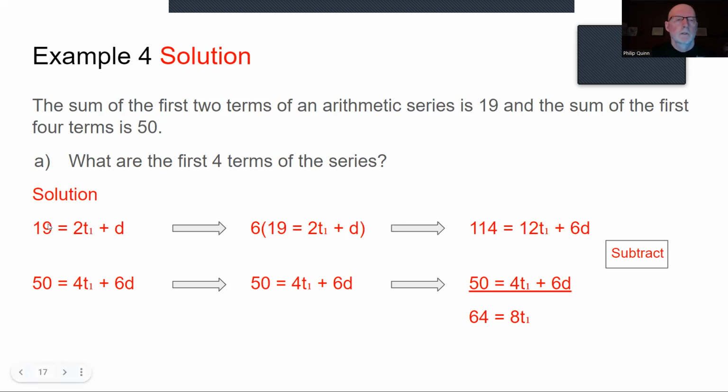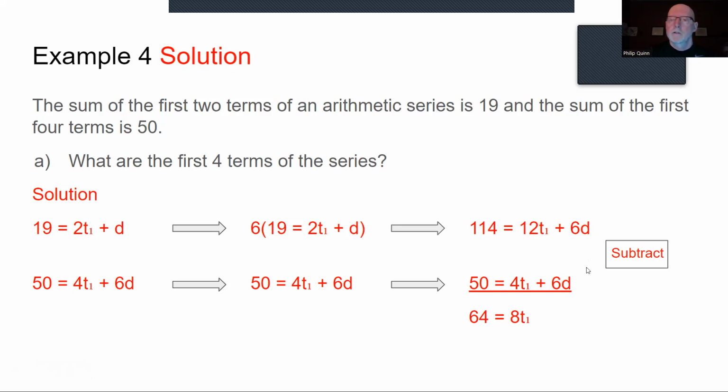three terms by 6. Remember in math, you can multiply an equation by the same number, and it's still the same equation, in essence. So let's multiply this first top term by 6. And if we do, we should get 114 is equal to 12t1 plus 6d. Keep the second equation the same.